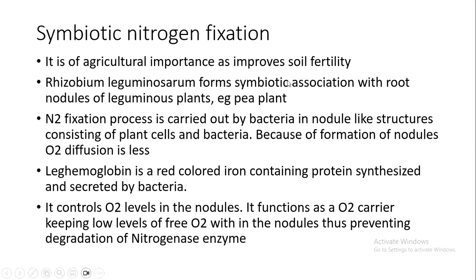Symbiotic nitrogen fixing process is important as it improves the soil fertility. Here we are going to look at the example of Rhizobium leguminosarum, which forms a symbiotic association with the nodules of leguminous plants like the pea plant. So the nitrogen fixation process is carried out by the bacteria in nodule-like structures, which are known as nodules, and they consist of plant cell as well as bacteria.